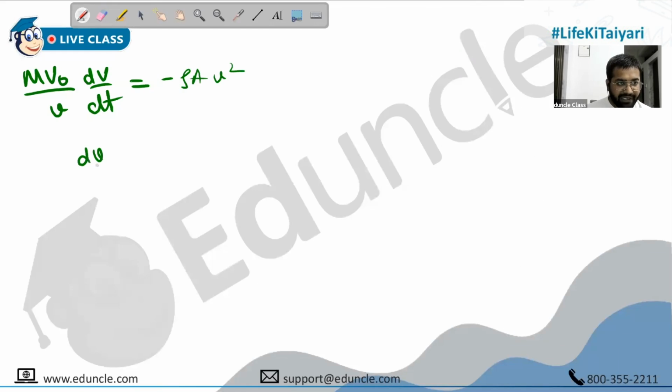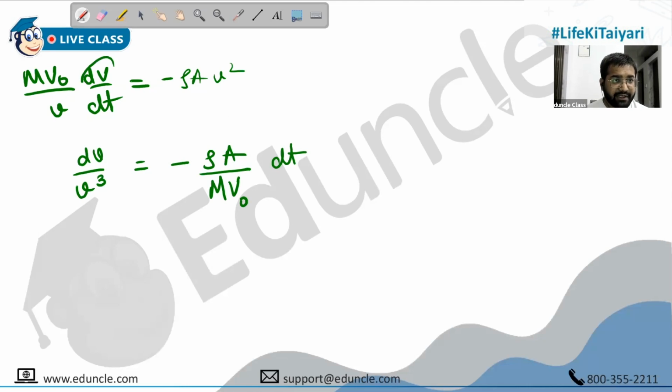So dV upon V you already have. If you throw V square here, it becomes V cube. And here you have minus rho a upon M V naught dt. Have I written things correctly? Just check. dV upon V into V square, that's V cube, and minus rho a upon M V naught into dt. Let's integrate now. So limits we have to take care of.